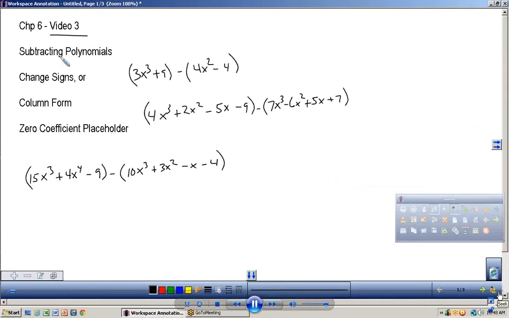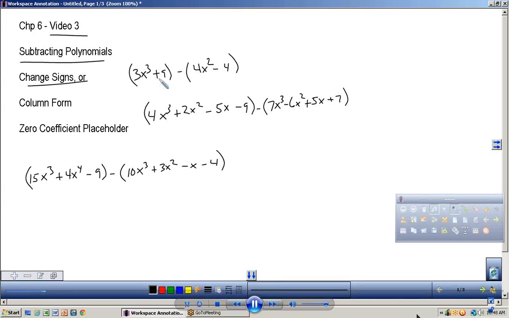Okay, here we go with video 3, subtracting polynomials. Now, subtracting polynomials, just like addition, is the opposite. Subtracting a polynomial is the opposite of adding polynomials. So, if you have the subtraction sign between these two polynomials, you need to remember to change the signs.